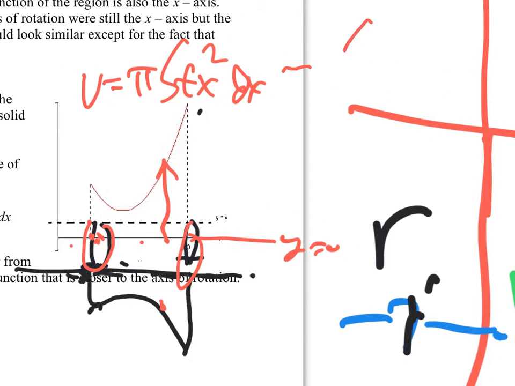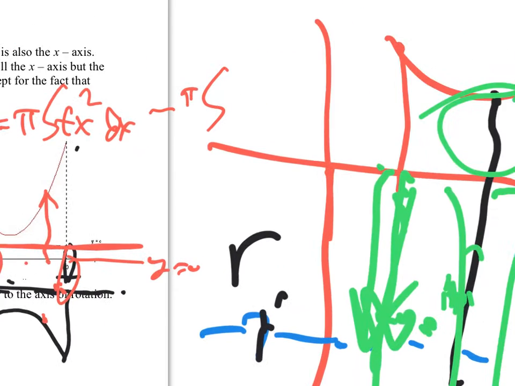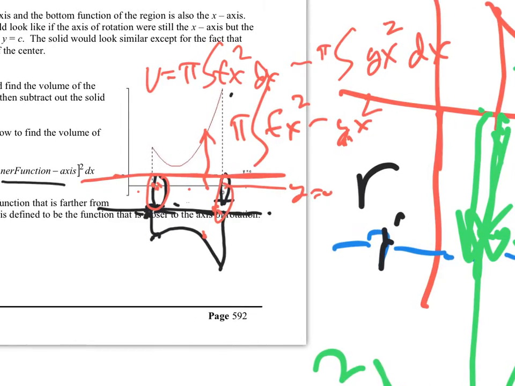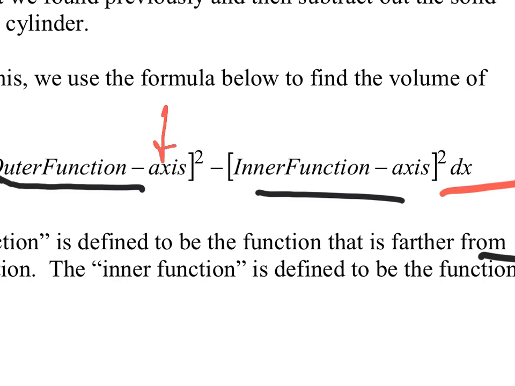I'm subtracting the cylinder, which is pi, and f of x, I'll call it g of x, because this is actually a different function right here. That's a different function. I'll call it g of x squared dx. Put it all together, it's f of x squared minus g of x squared. That's assuming I'm going around the x-axis, okay? But he sets you up right here: be careful, always pay attention to your axis of rotation.